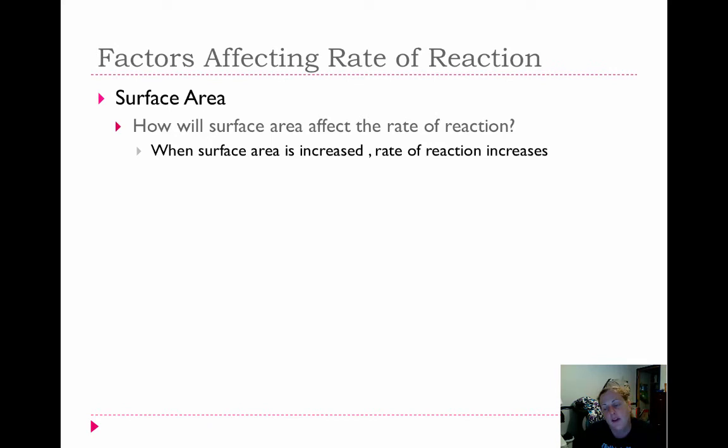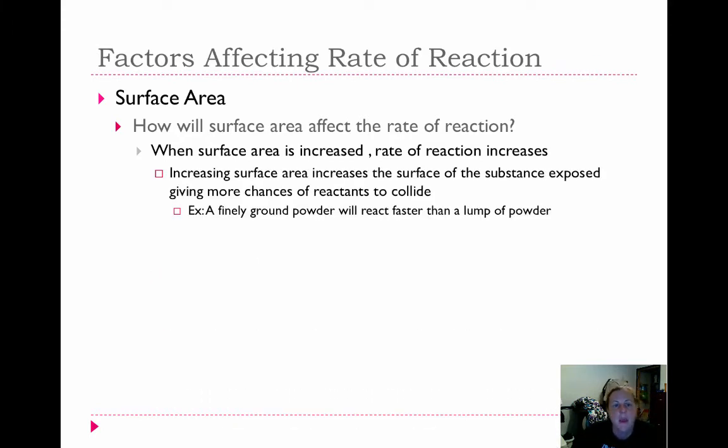If you try to dissolve a whole sugar cube and compare that to the time it takes to dissolve a crushed sugar cube, clearly the crushed sugar cube will dissolve faster because more of the surface area of that sugar is touching the liquid you're dissolving it in. So it'll take less time to dissolve. It increases the rate. Again, an example: a finely ground powder reacts faster than a whole lump.